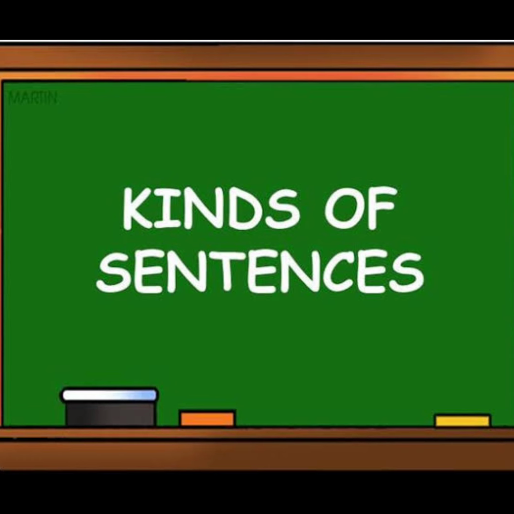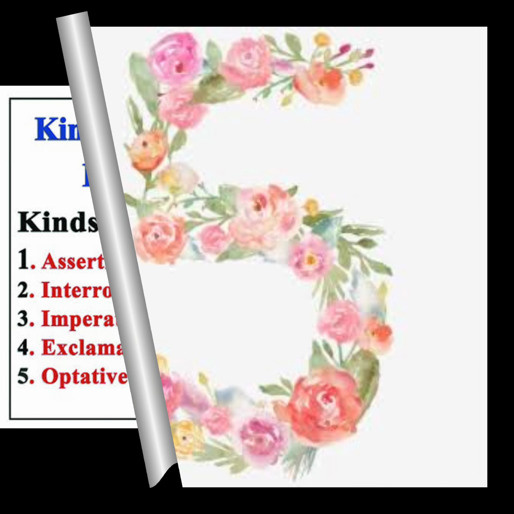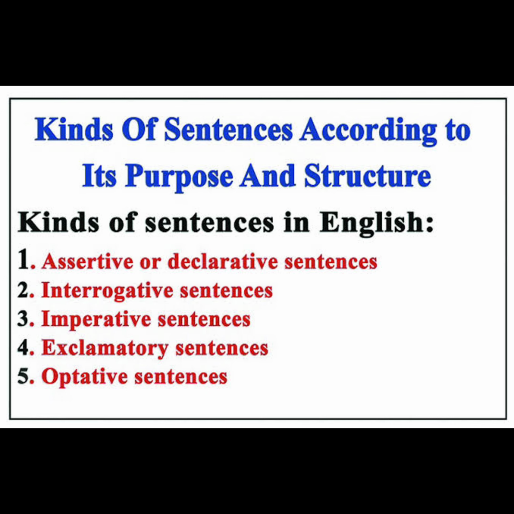Now, let's learn the different kinds of sentences. There are 5 kinds of sentences. These are assertive or declarative sentence, interrogative sentence, imperative sentence, exclamatory sentence, and optative sentence. Now let's learn it in detail.